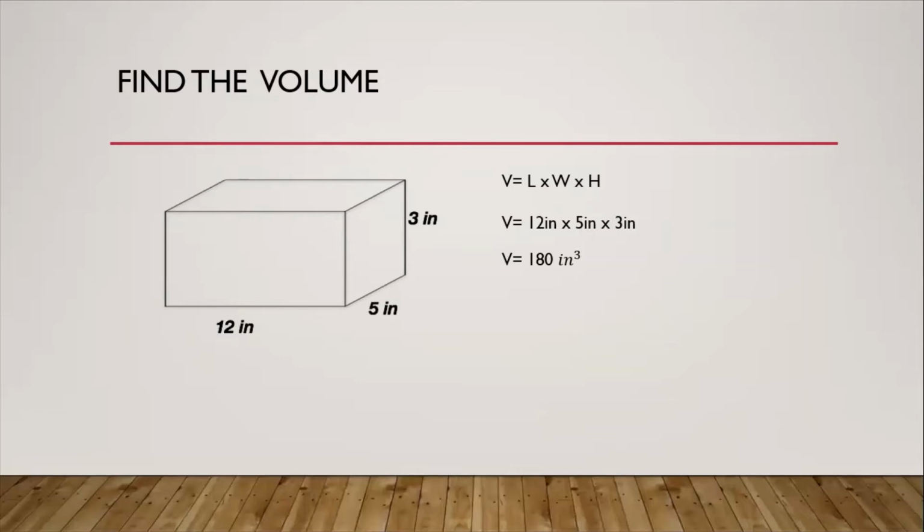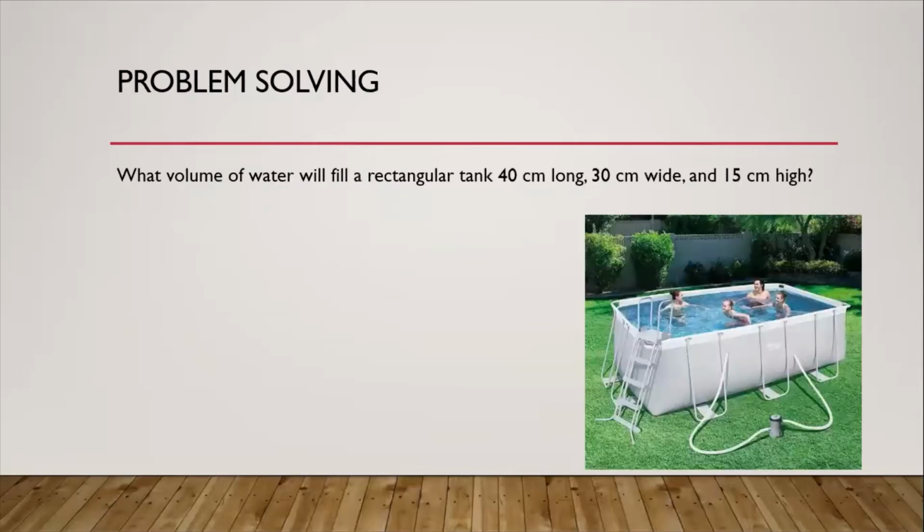So it's very easy. You can find the volume of any cuboid. All we have to do is just multiply its sides. For the rectangular prism, it's length times width times height. For the cube, it's side raised to the power of 3.